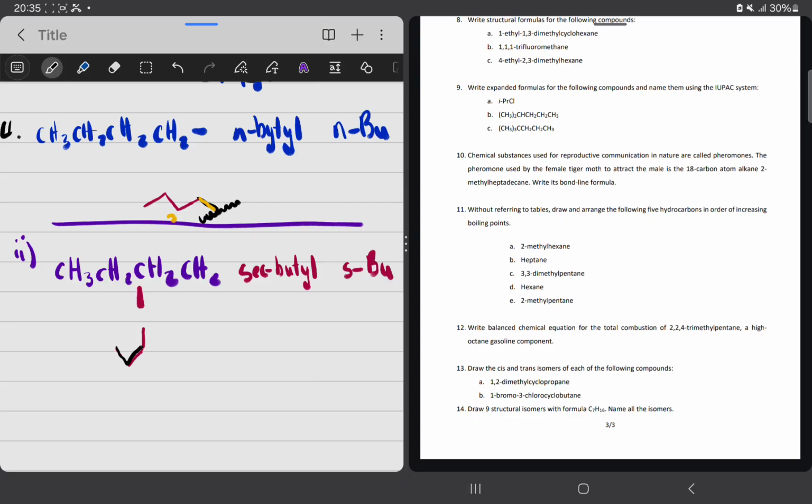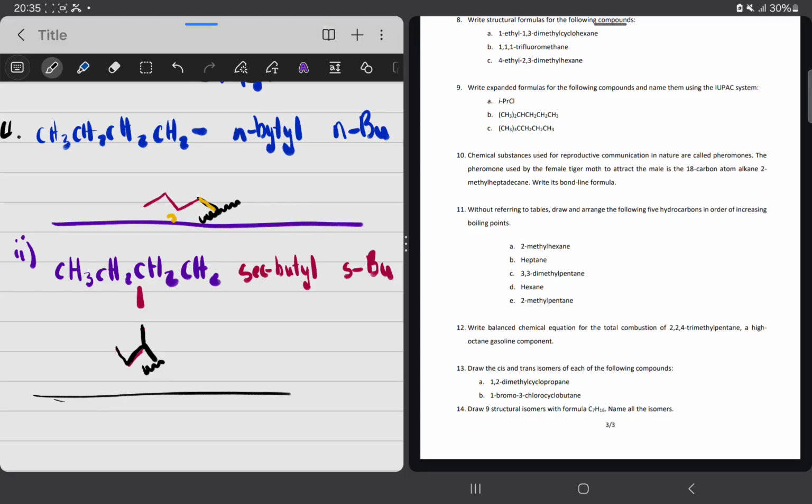1, 2, 3, then 4. Okay. Then here is where you are going to put the bond which breaks. You make it go bond here, and you make a bond which breaks. Okay, and this is for your sec-butyl. So for your sec-butyl, it'll be like that. Okay, remember to do it like that.